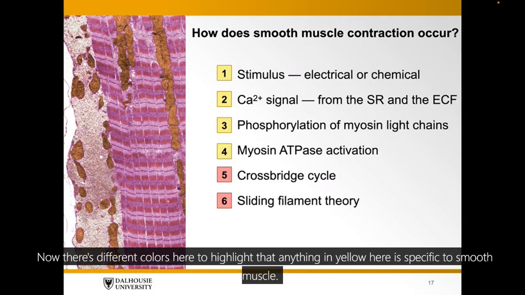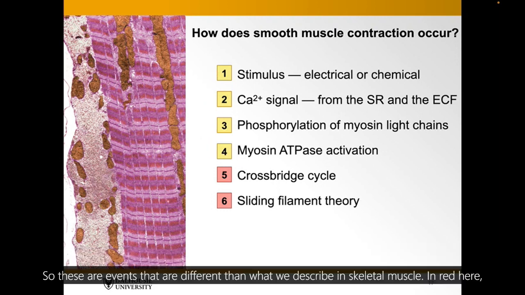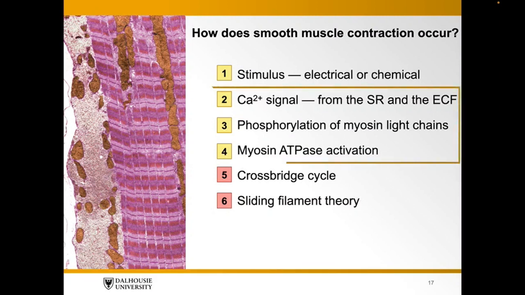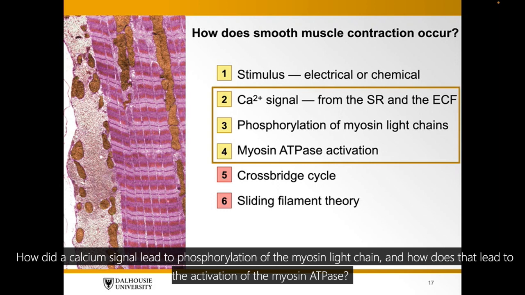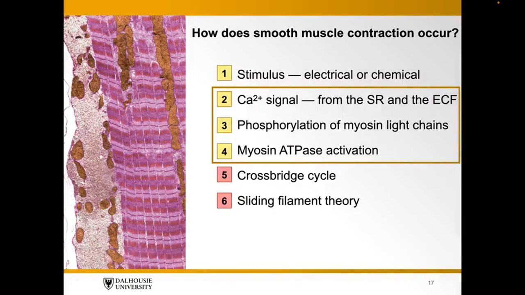Now, there are different colors here to highlight that anything in yellow is specific to smooth muscle. So these are events that are different than what we described in skeletal muscle. In red here are characteristics that smooth muscle cells share with skeletal muscles. So in the next few slides, we will talk about steps 2 to 4. And we'll answer the questions: how does the calcium signal lead to phosphorylation of the myosin light chain, and how does that lead to the activation of the myosin ATPase?